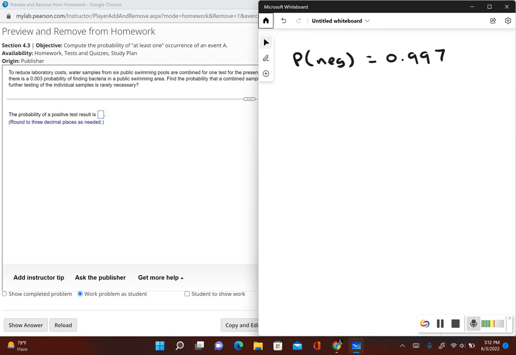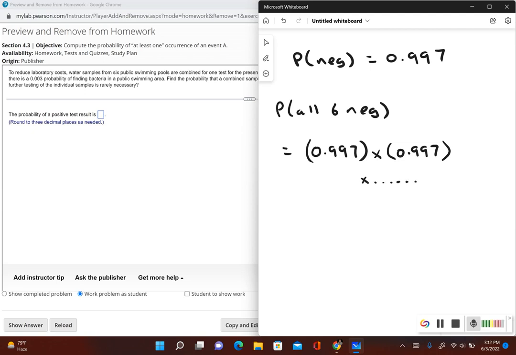Now we have 6 public swimming pools. So the probability that all 6 of them are negative would be equal to 0.997, that's the first swimming pool testing negative. And then times, for the second swimming pool, the probability of it testing negative would also be 0.997. And then we're going to keep going for the 6 swimming pools, so the 6th one will also be 0.997. So in other words, this is 0.997 raised to the 6th power.